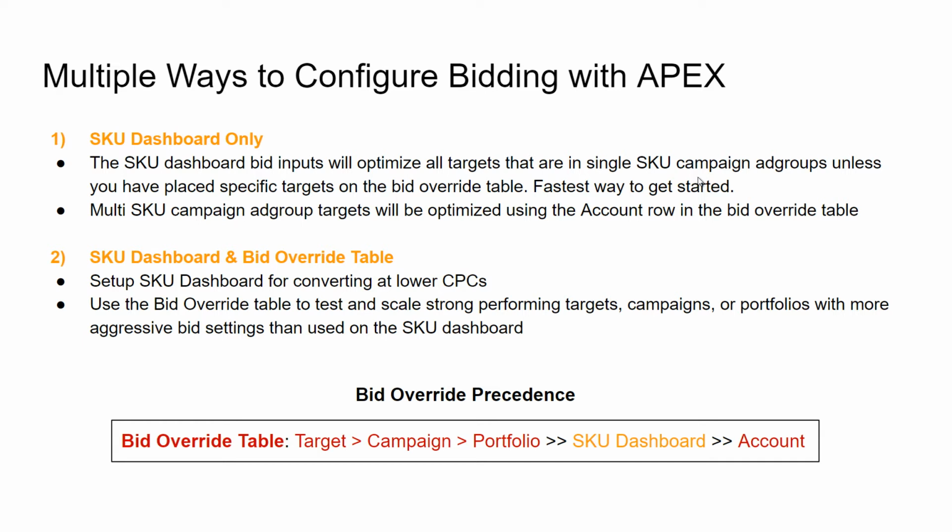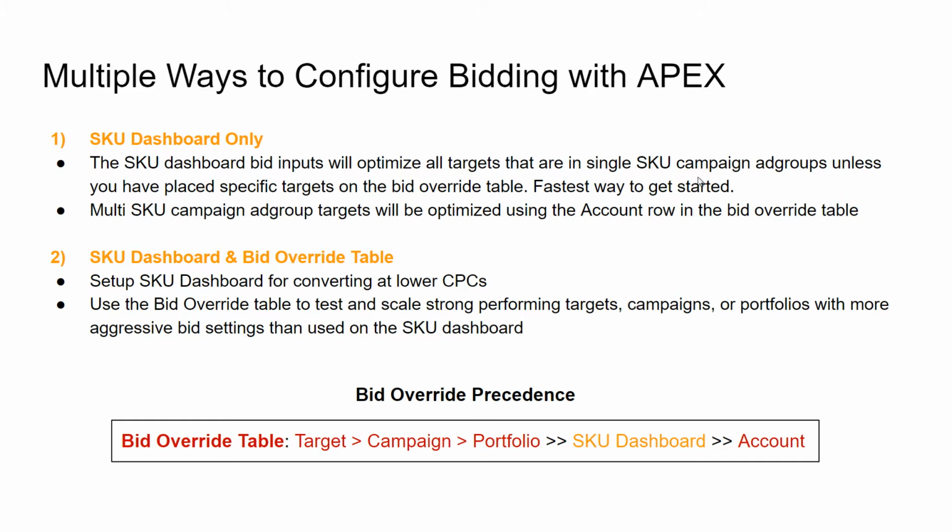You would essentially import all of your SKUs into the SKU dashboard, set the inputs, and hit go, and it's going to start optimizing. The thing to keep in mind here is there is going to be an account level row on the bid override table, but that's the only thing the bid override table would be used for in that case. It just accounts for all of the multi-SKU campaign ad groups, which would fall back because the SKU dashboard isn't accounting for those. You'll see how that works as we go into the system live in the next video. But just know that's method 1: you can use just the SKU dashboard only.